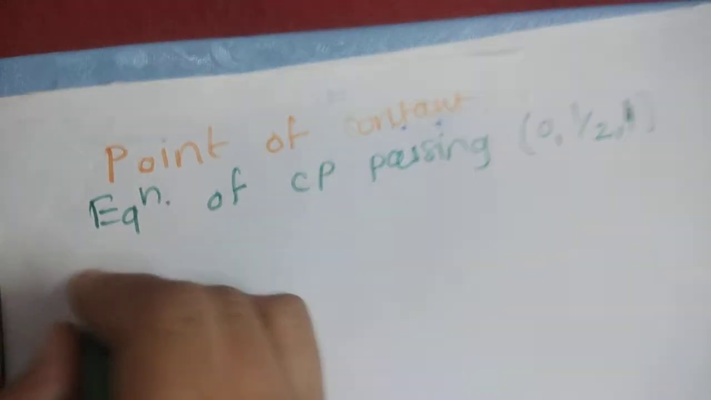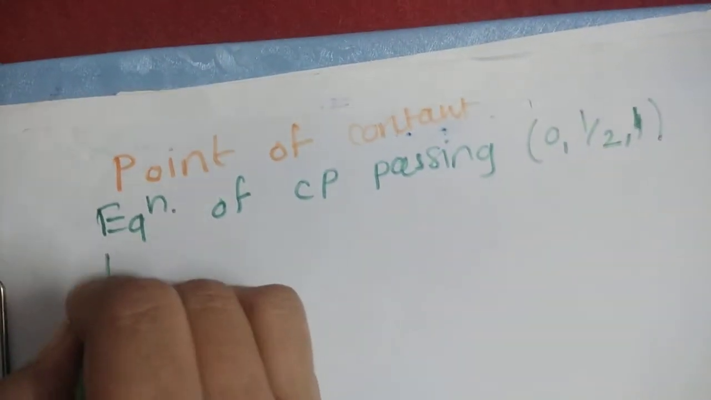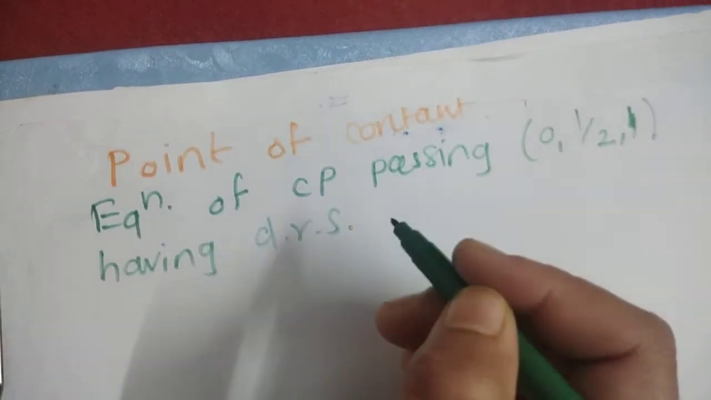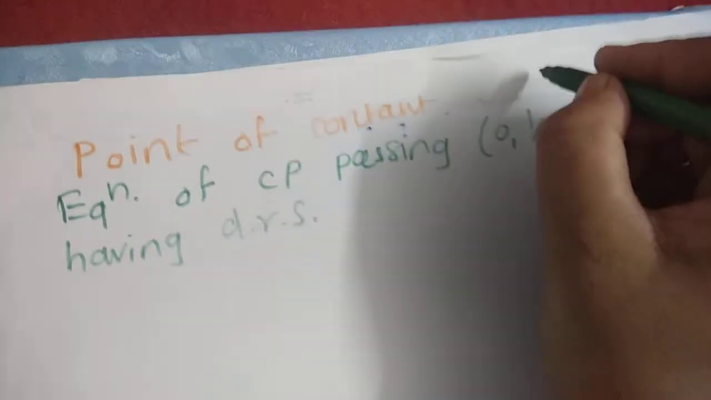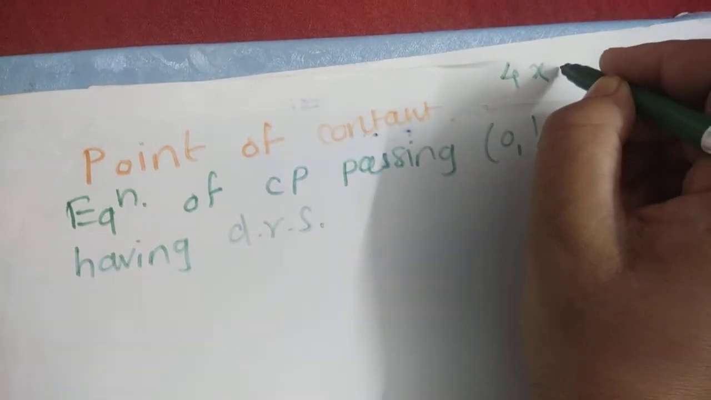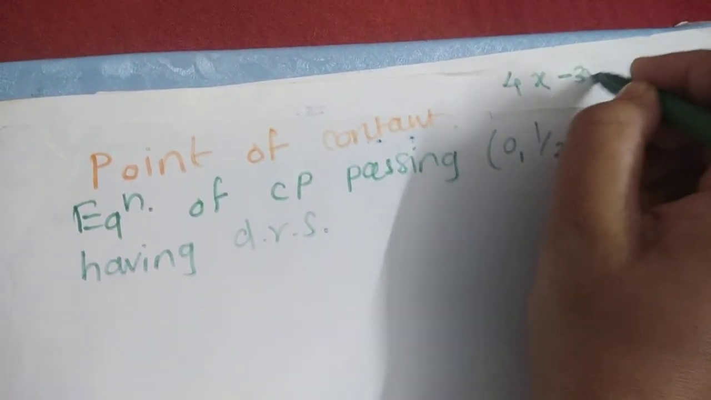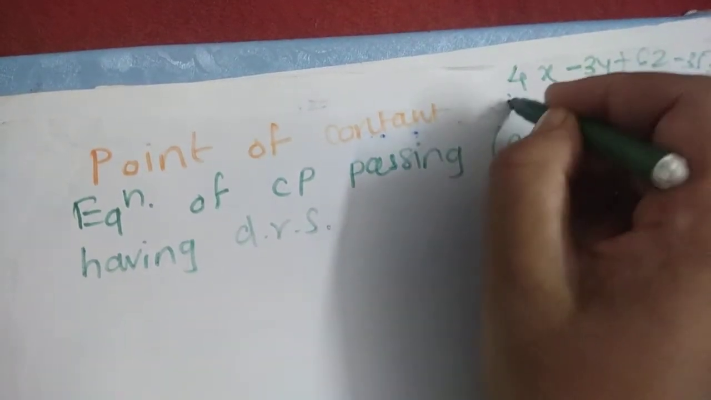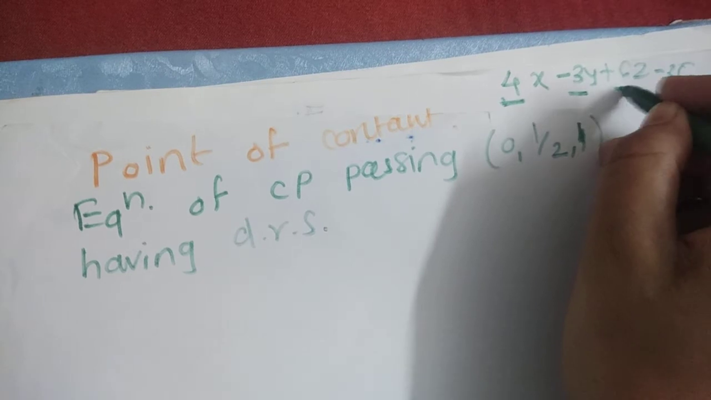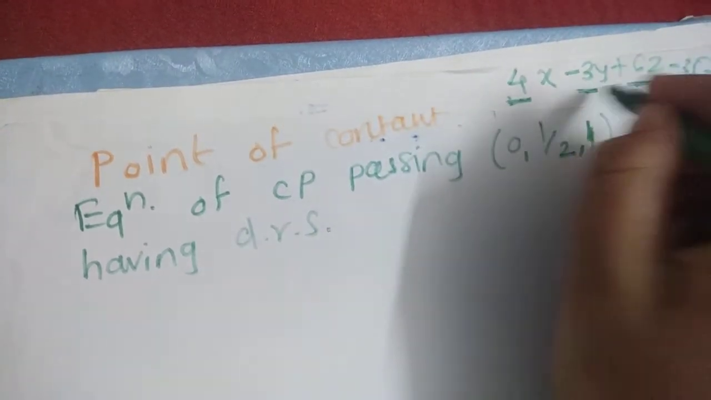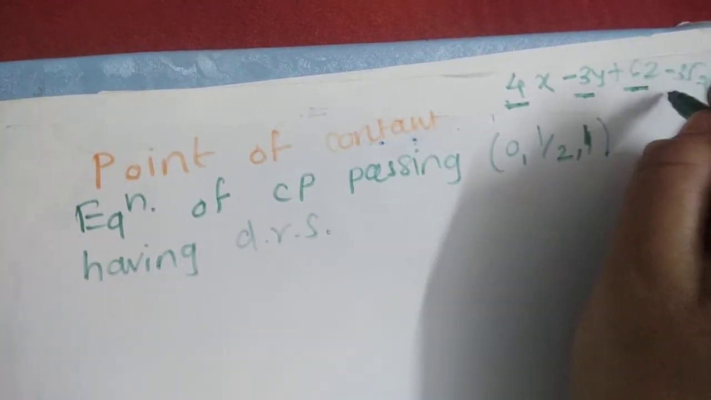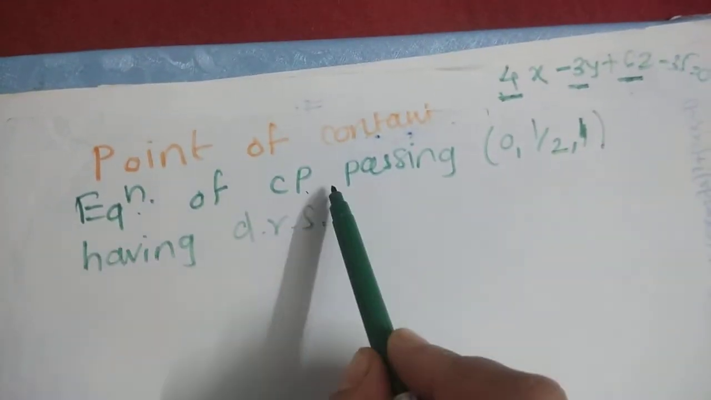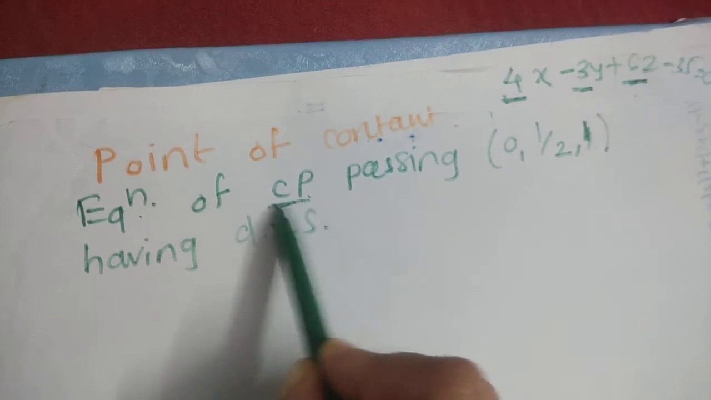So the equation of CP passes through this point and has these direction ratios. So the equation of the plane is 4x minus 3y plus 6z minus 35 equal to 0. So this 4, minus 3, 6 are the direction ratios for the plane, and whatever the direction ratios of the plane, the same direction ratios apply for the perpendicular to that plane.